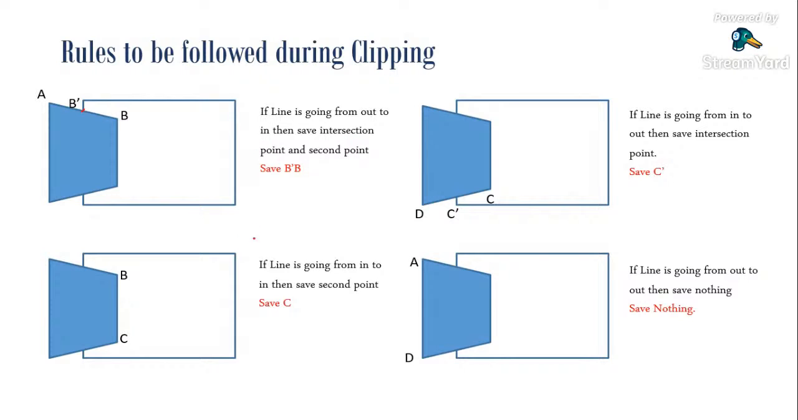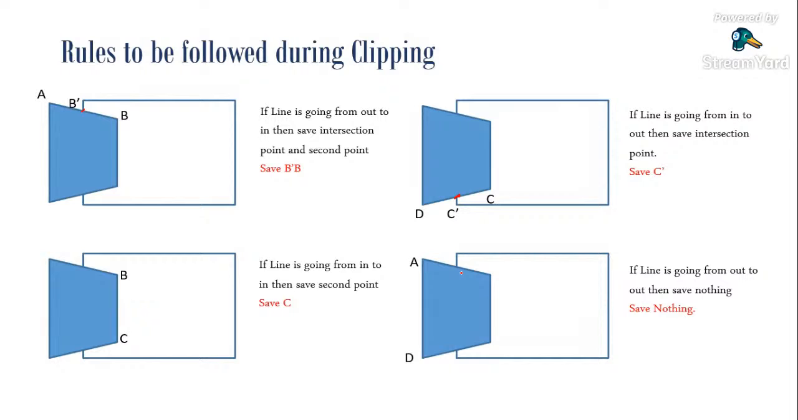Now BC is the edge, which can be called a line. If the line is going from inside to inside, then in that case you have to save the second point, that is C. Now suppose the line is going from inside to outside, that is C to D. So what you have to save? You have to save the intersection point, that is C dash. Now suppose the line or edge is completely outside the window, that is AD, then you have to save nothing.